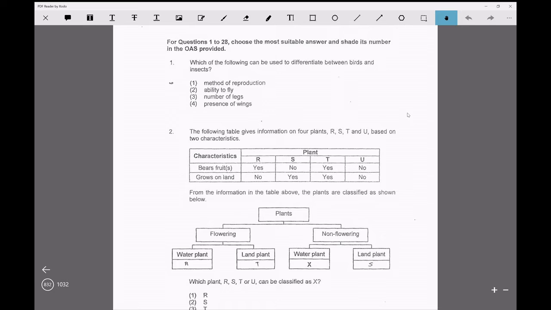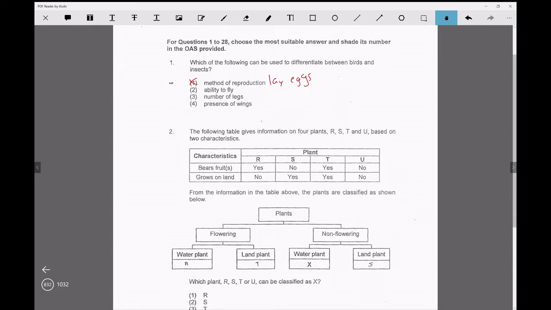Here they ask you to differentiate between birds and insects. How can you do so? Methods of reproduction, no. Both birds and insects reproduce by laying eggs. They both lay eggs, so you cannot use this method. You cannot identify which one is insect, which one is bird.